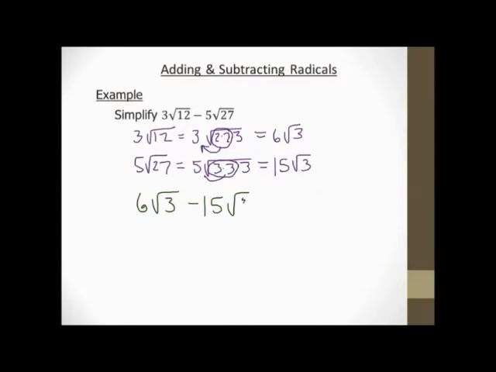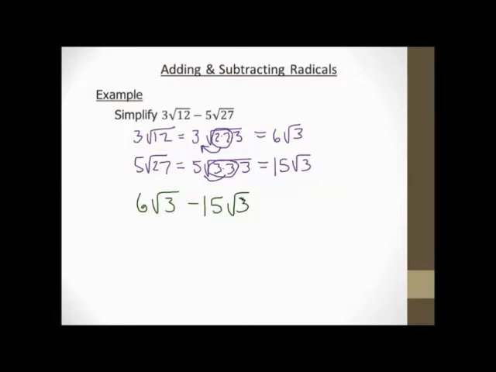Before I just go ahead and combine these, I need to make sure that they are like radicals. In order to be like radicals, they have to have the same index and the same radicand. They do have the same index. Both of the index, or the roots here, are 2. They both have the same radicand. They're both a 3, so I'm good to go. I can go ahead and combine these.